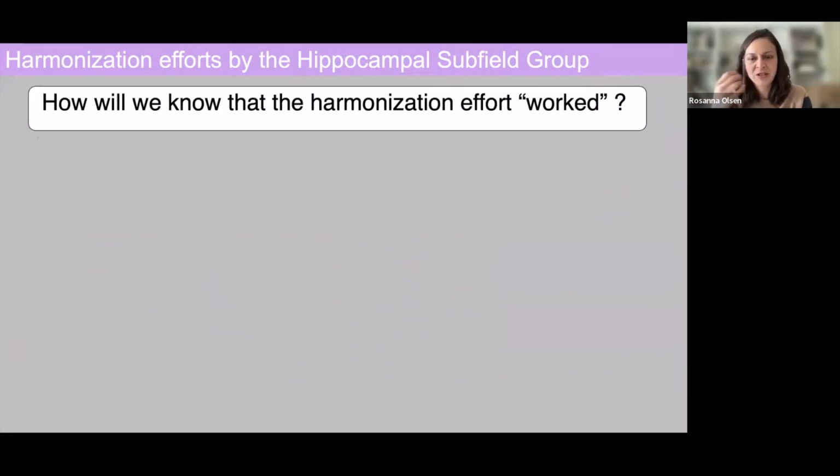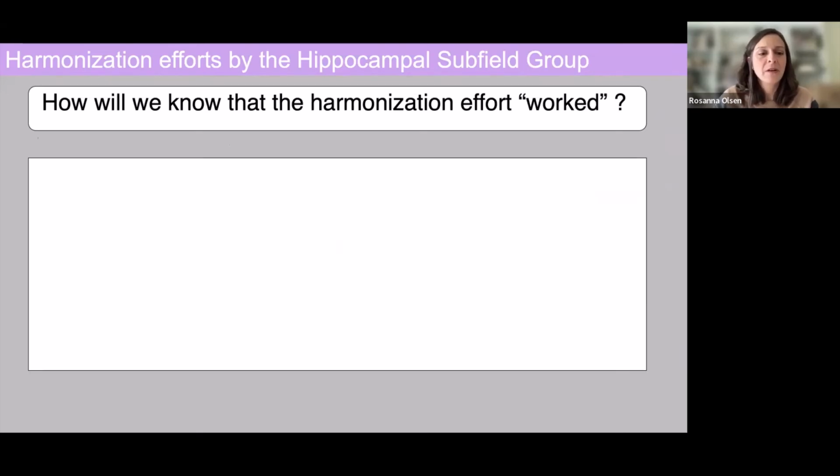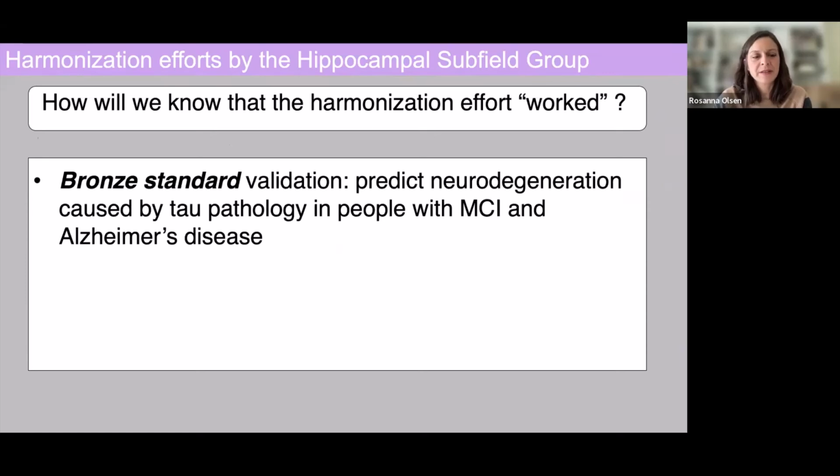So how will we know that the harmonization effort worked? This harkens back to Manoj's talk on the first day. We can use different methods to understand if our harmonized protocol is indeed working better than the existing protocols that we've all been using in our labs. One type of validation we call bronze standard: for example, we can apply our new harmonized protocol to people with MCI and Alzheimer's disease who have measures of their neurofibrillary tau pathology, like in ADNI, to see if our protocol can predict further neurodegeneration caused by the accumulation of tau pathology. So that's one way that we'll test this.